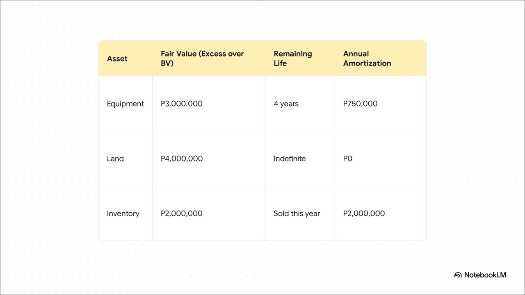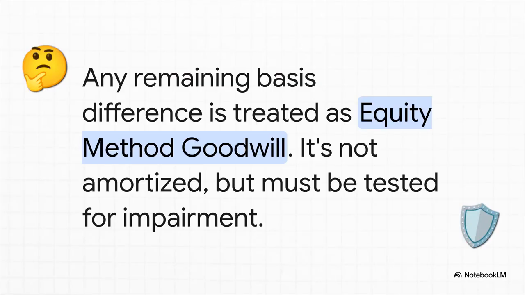That's the key. So what if you have some premium left over that you can't assign to a specific asset? Well, that becomes what we call equity method goodwill. Just think of it as the value of the company's brand name or its loyal customer base. Now listen up, because this is a crucial exam point. You do not amortize goodwill. It doesn't wear out like a machine. Instead, you just keep an eye on it and test it for impairment if you see any red flags.